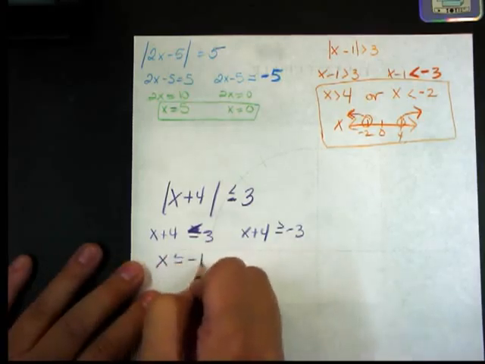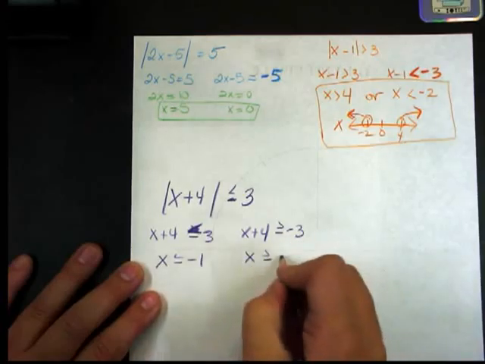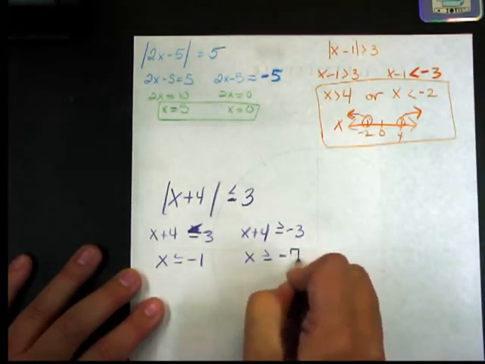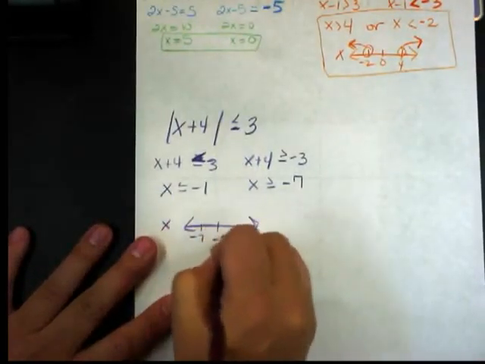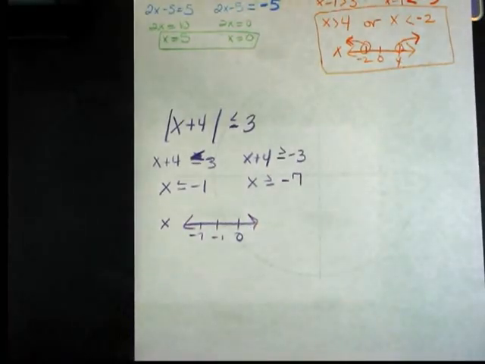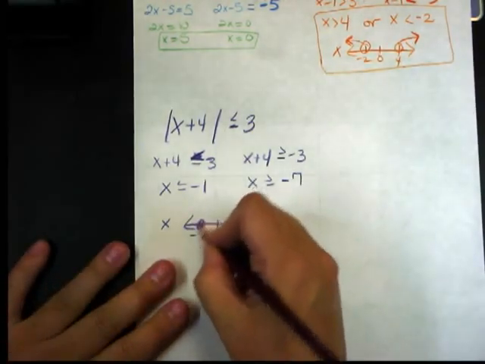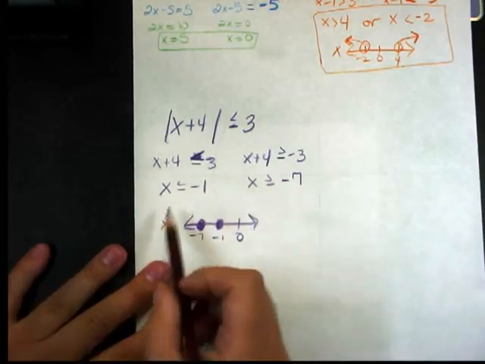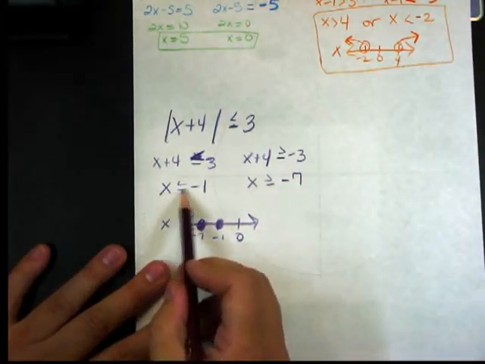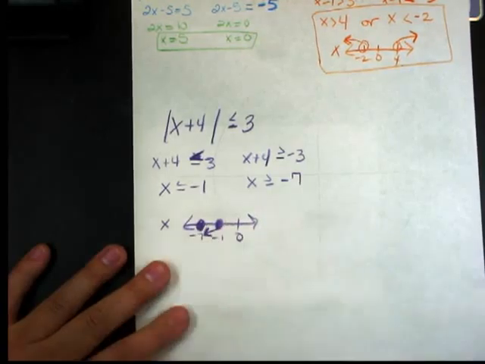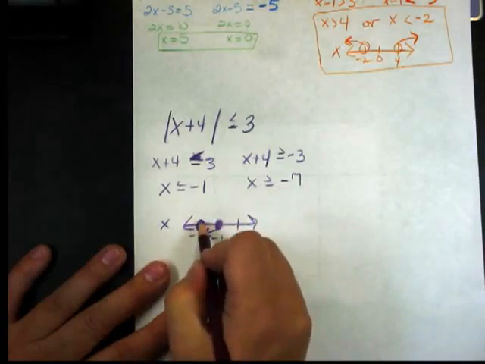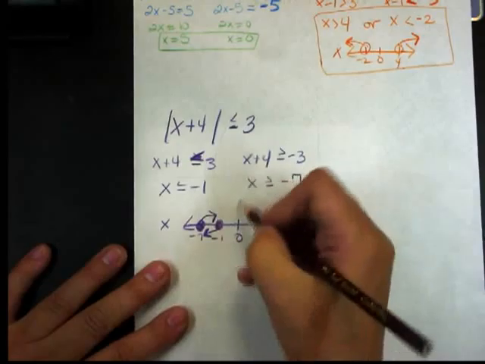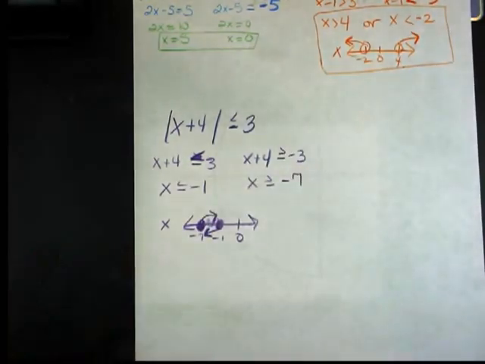Subtract the 4, so we get -1. Subtract the 4, and we get -7. So when I graph this, let's see, -7, -1, origin, and there's a label. I'm going to have a closed circle on both of them. This says everything x less than -1. So less than -1 means I'm going left. Everything greater than -7, well, greater than -7 is to the right. So notice they do overlap in between.